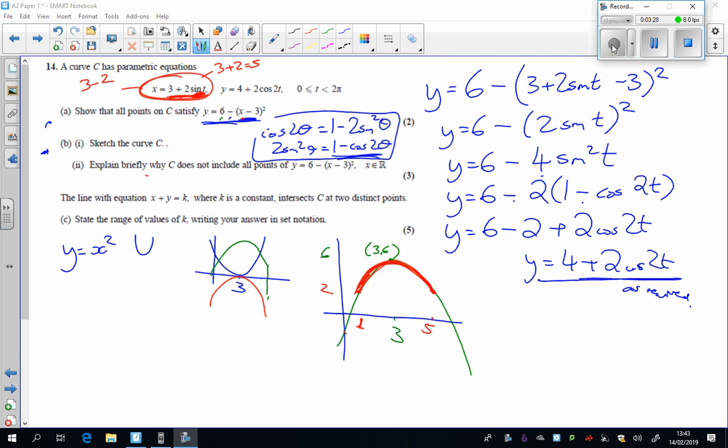But then when it said to briefly explain why it doesn't include all the parts, well, it's because the range of x is simply x is between 5 and 1. And that would be enough, I think, to explain that it was going to be there. So that's part B. Now, part C we'll have to have a little think about, so I'll pause this.